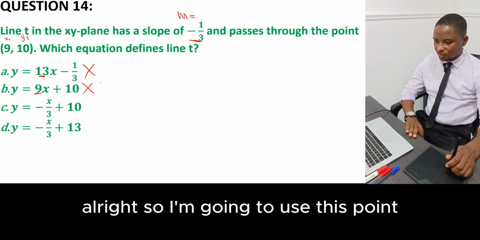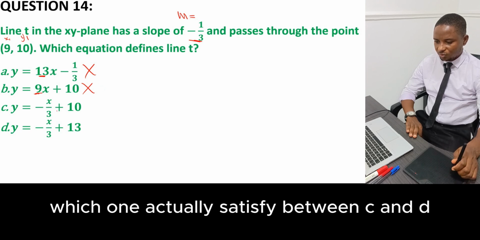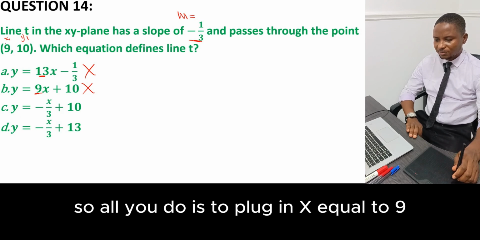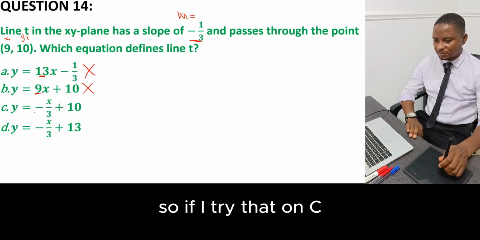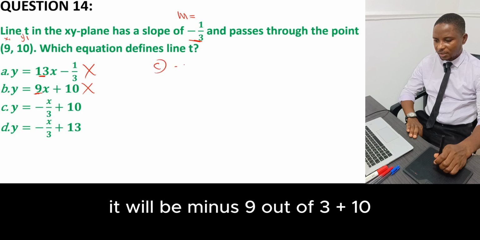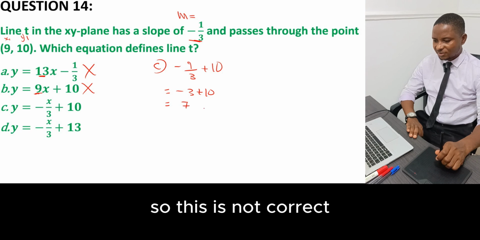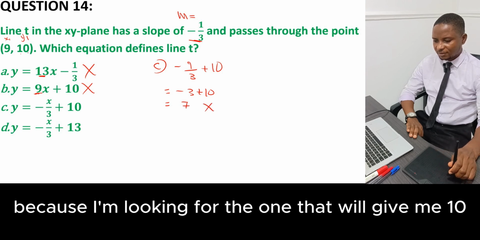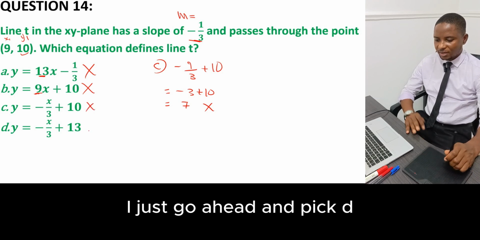All right. So I'm going to use this point to test which one actually satisfies between C and D. So all you do is plug in x equal to 9 and see which one will give you the equivalent of 10. So if I try that on C, it will be minus 9 over 3 plus 10. And that will give me minus 3 plus 10, and that will give me a 7. So this is not correct because I'm looking for the one that will give me 10. So because I have eliminated C, I don't need to waste time on D. I'll just go ahead and pick D.